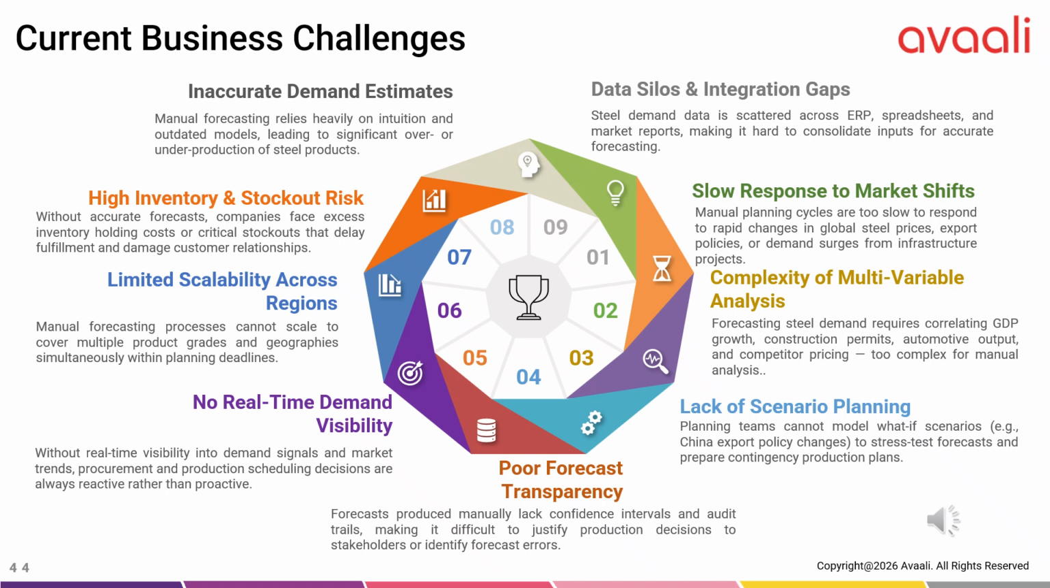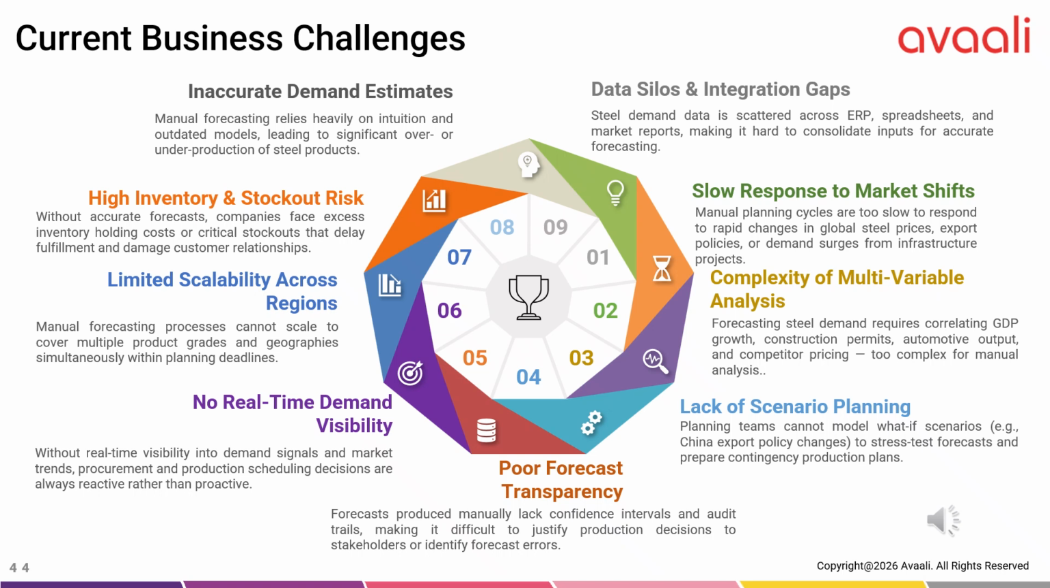No real-time demand visibility. Companies cannot see current market demand instantly, so decisions are made after problems occur instead of preventing them. Poor forecast transparency. Since forecasts are done manually, it is hard to explain how the numbers were calculated or identify mistakes. Data silos and integration gaps. Important data is spread across ERP systems, Excel sheets, and market reports, making it difficult to combine everything for accurate forecasting.